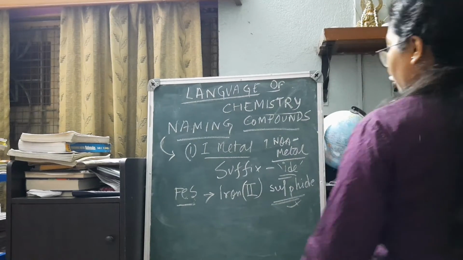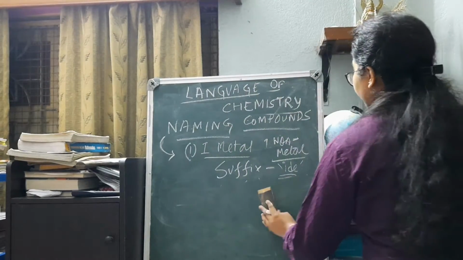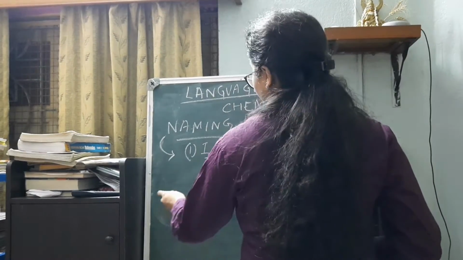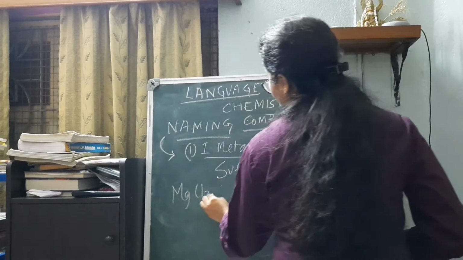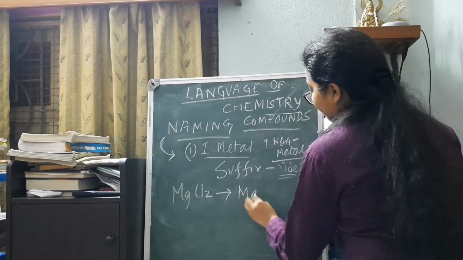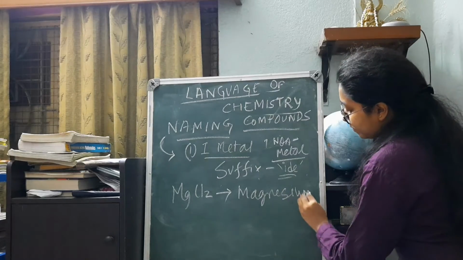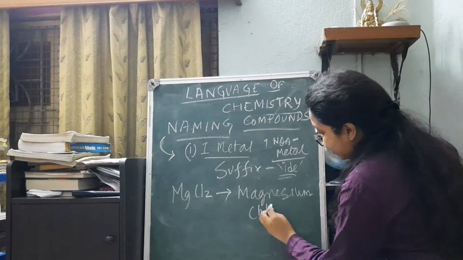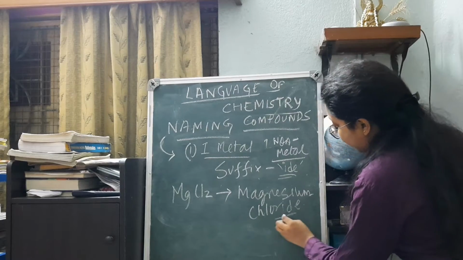Then if we go for one more example, just a few minutes back we discussed, write the name of the compound MgCl2. Magnesium chloride, ending with an IDE. Okay.